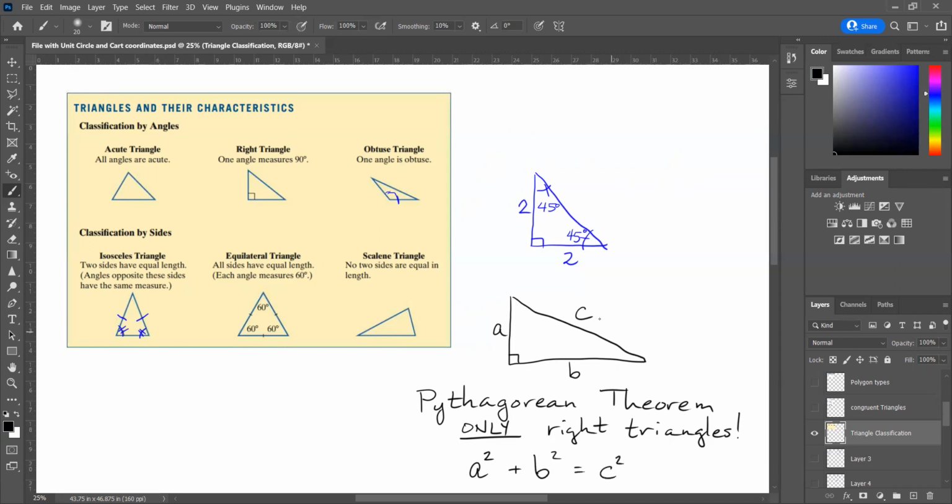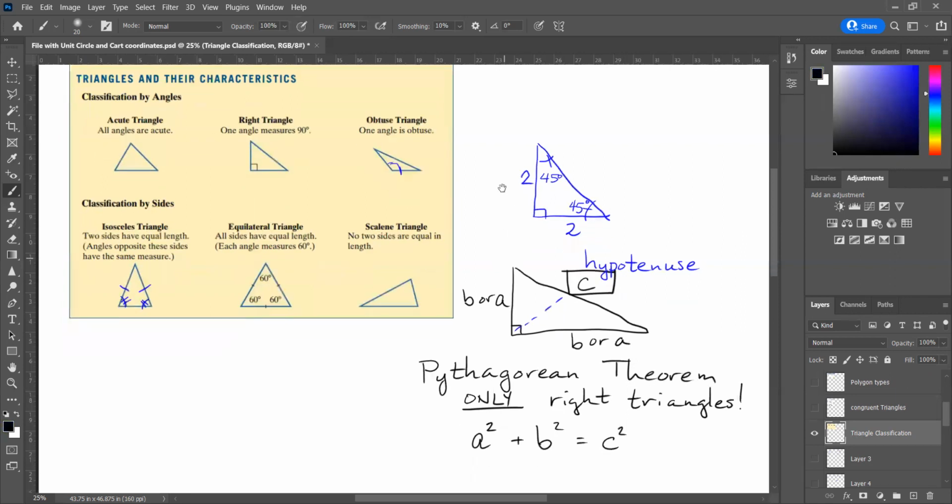Now, with that particular formula, c has to be on the longest side of the triangle. We call that side the hypotenuse when it's a right triangle. It is the side that is opposite the right angle. So if you go from the right angle and go through the center of the triangle, the side you hit is the hypotenuse. That one has to be C. Now, the other two could be A or B. Those can swap. They don't matter so much, but the hypotenuse has to be C.